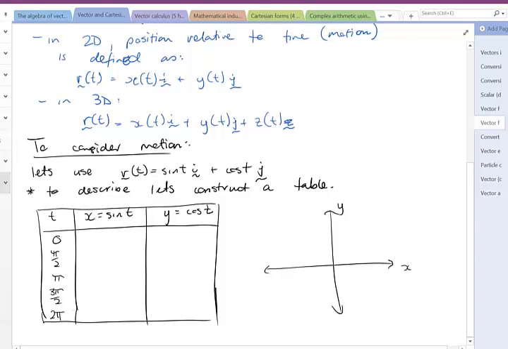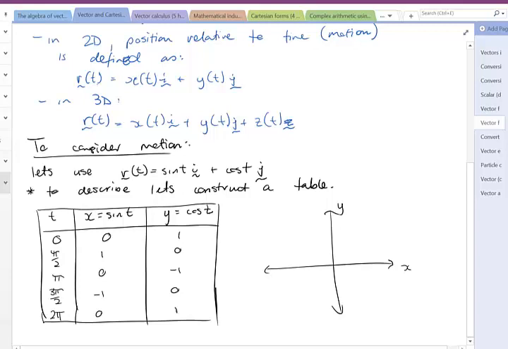When t is 0, sine of 0 is 0 and cos of 0 is 1. Sine of pi on 2 is 1, and cos of pi on 2 is 0. When t is equal to pi, sine pi is 0 and cos pi is -1. When t is equal to 3 pi on 2, sine 3 pi on 2 is -1 and cos 3 pi on 2 is 0. And finally, sine of 2 pi is the same as sine of 0, which is 0, and cos of 2 pi is the same as cos of 0, which is 1.